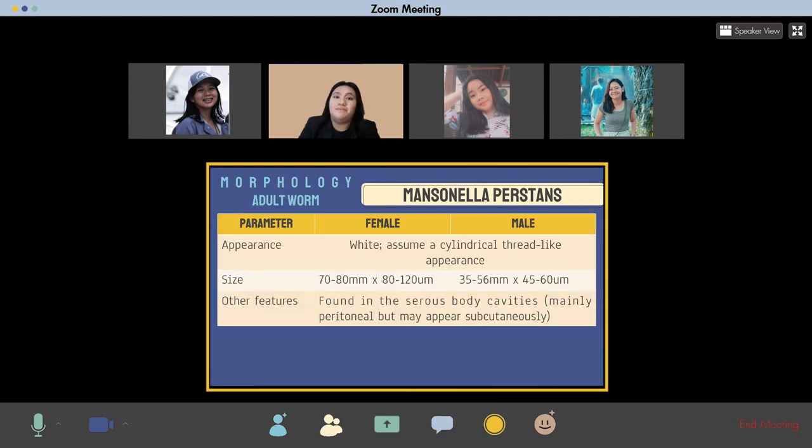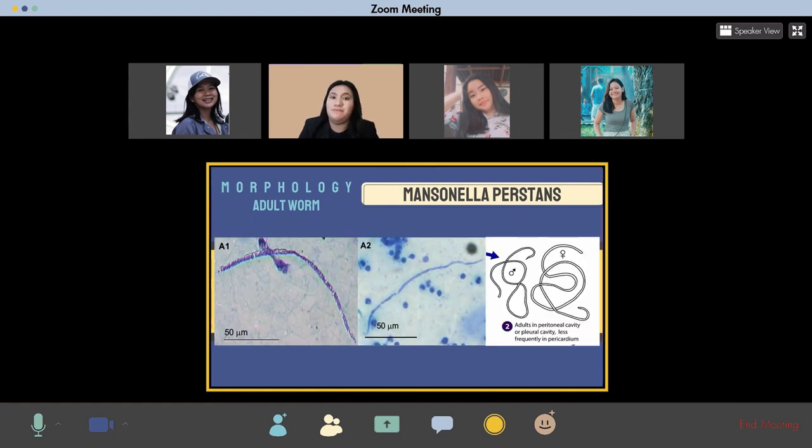For the adult form of Mansonella perstans, they live mainly in pleural and peritoneal cavities and are only rarely observed. For its microscopic features, adults are white and thread-like and have been found to be cylindrical in shape. Males are 35 to 56 millimeters long and 45 to 60 micrometers wide, while females, as we can see, are bigger: 70 to 80 millimeters long and 80 to 120 micrometers wide. The tail is a half coil in females and a full coil in males.